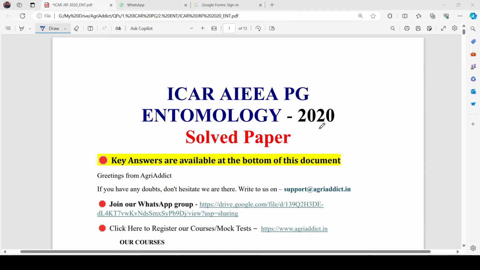In continuation with our previous year question paper series, today we are going to solve the ICAR AIEEA PG examination of the subject group Entomology and Nematology of 2020 paper.